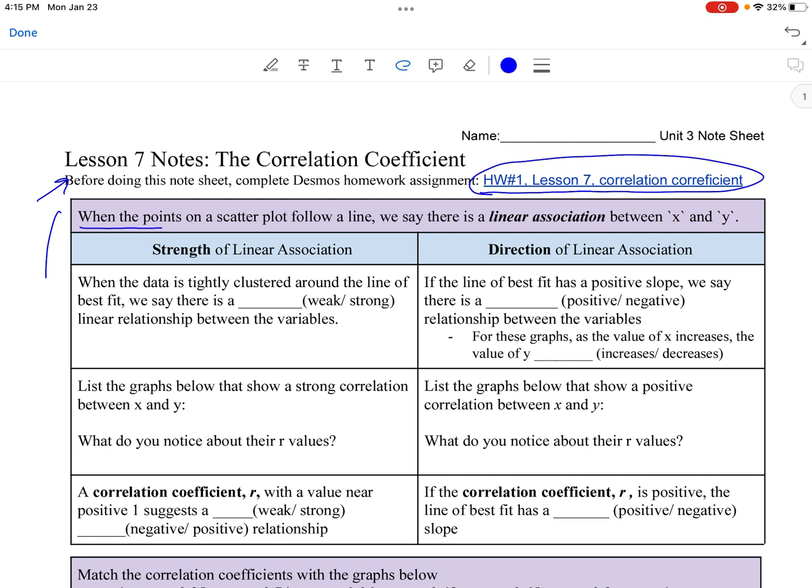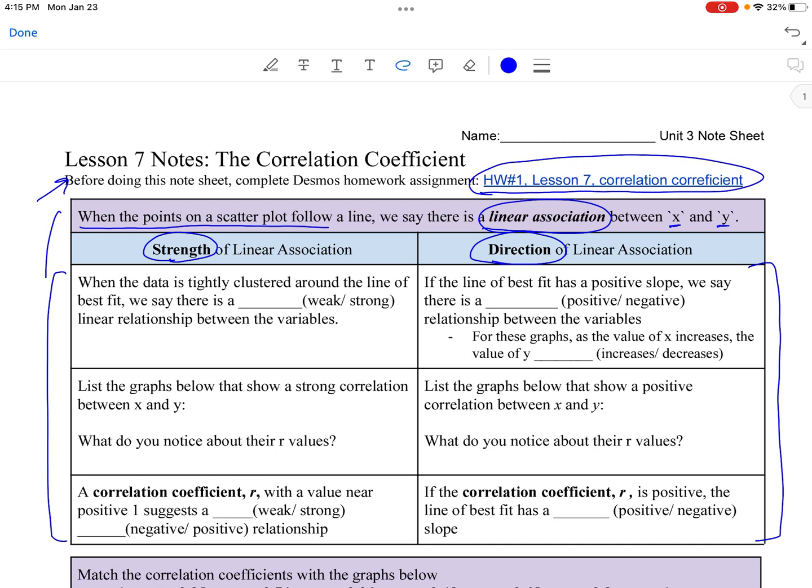This is from that, I took the same language from that assignment. When the points on a scatter plot follow a line, we say there's a linear association between the x value and the y value of each point. So in that exercise, we learned these two terms, the strength of the linear association and the direction. So pause this video and fill out these here, and then also these questions about direction.